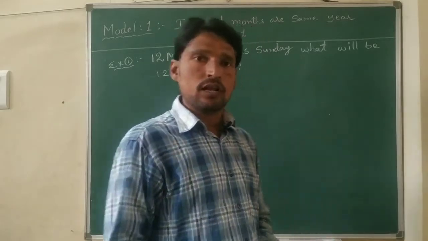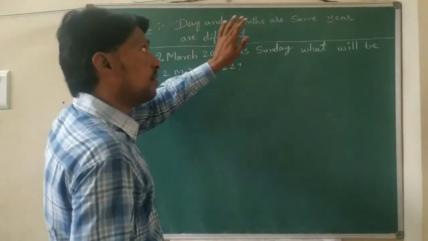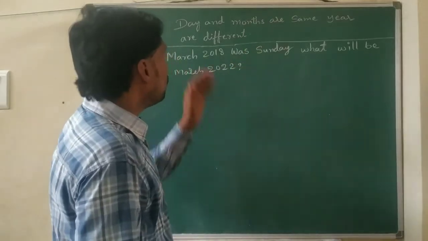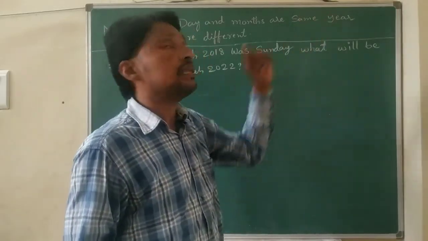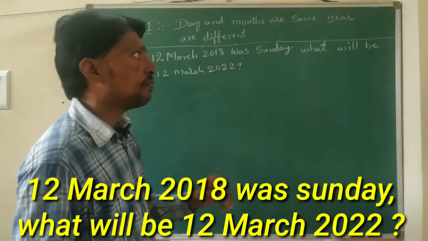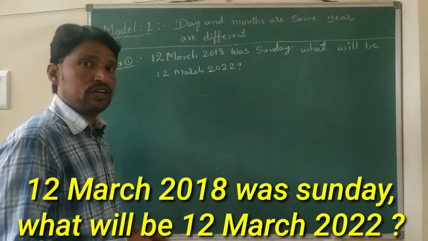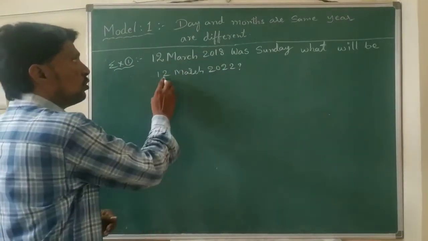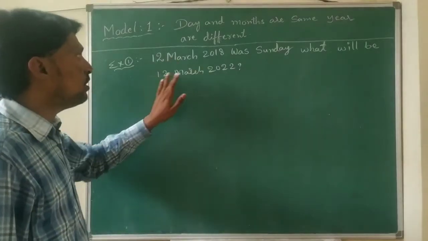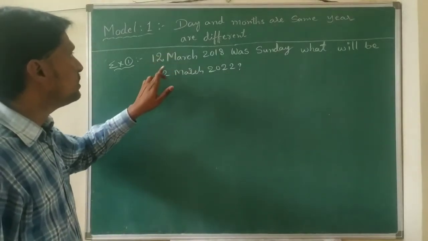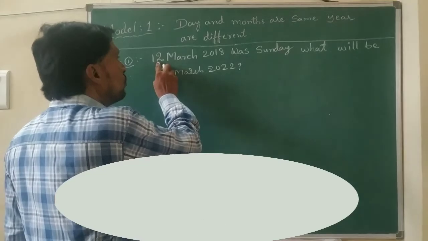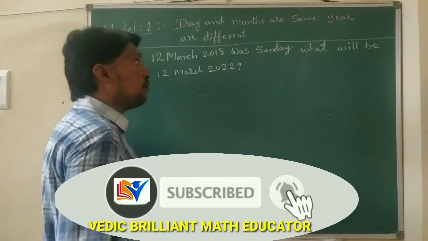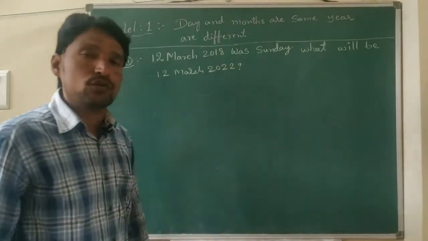Let us see model number 1. Here the day and month are the same, and the years are different. So in this case, when the day and month are both the same and the years are different, we need to find the day. One example problem: 12th March 2018 was Sunday. What will be 12th March 2022? Both are the same date and same month; only the years are different. So 12th March 2018 was Sunday. What will be 12th March 2022? We need to find out.